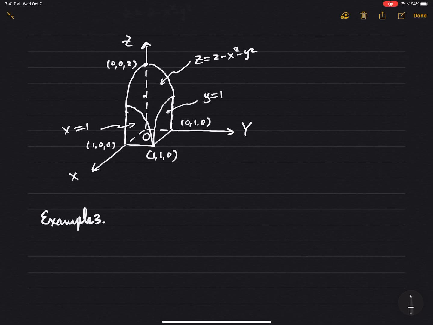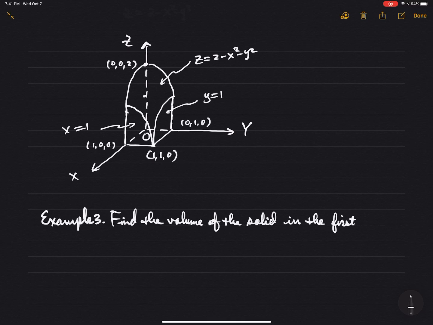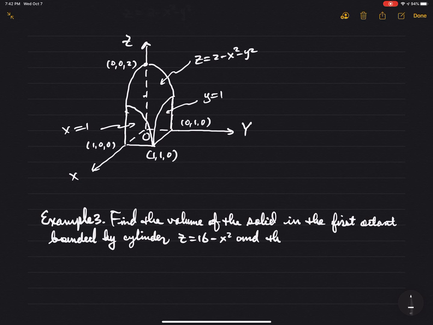Example 3. Find the volume of the solid in the first octant bounded by the cylinder z equal to 16 minus x squared and the plane y equal to 5.